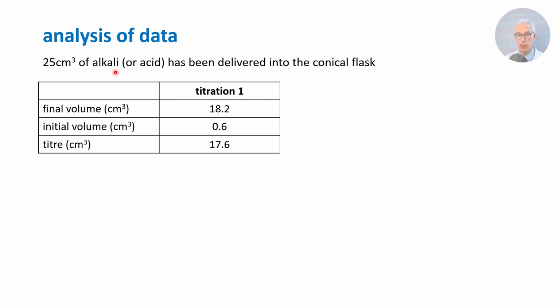So we know there was 25 centimeters cubed of alkali in the conical flask, following my slides where I put alkali into the conical flask. It could be an acid, but 25 centimeters cubed of alkali means we're running acid from the burette. The difference between the initial and the final volume readings on the burette is 17.6 centimeters cubed. So that's the volume of acid delivered.